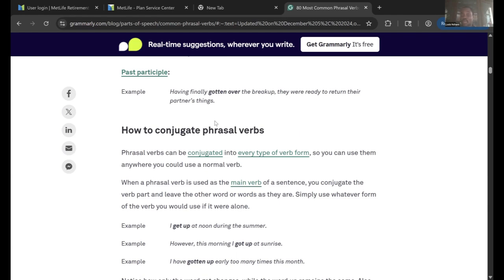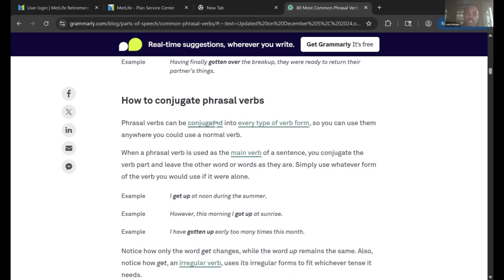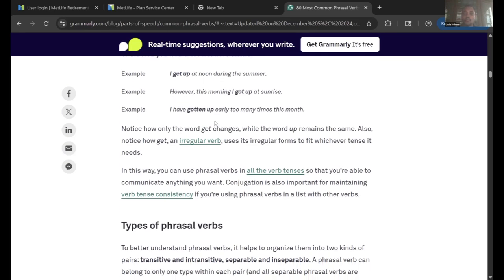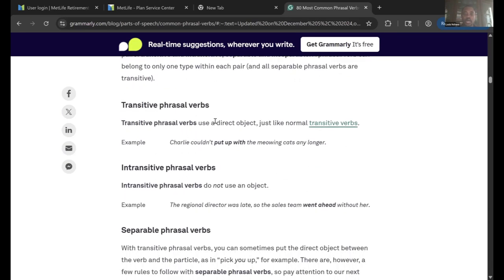Donc, oublier. To get over something is supposed to be oublié. Now, what about I get up at noon during the summer? What does that mean, to get up? Se lever. Se lever, that's good. So you have got up, gotten up, that's also good.